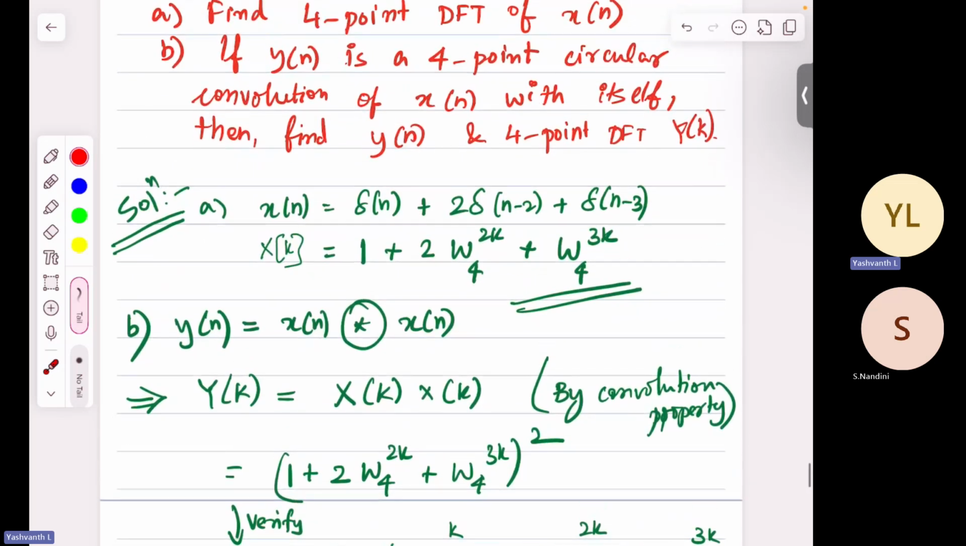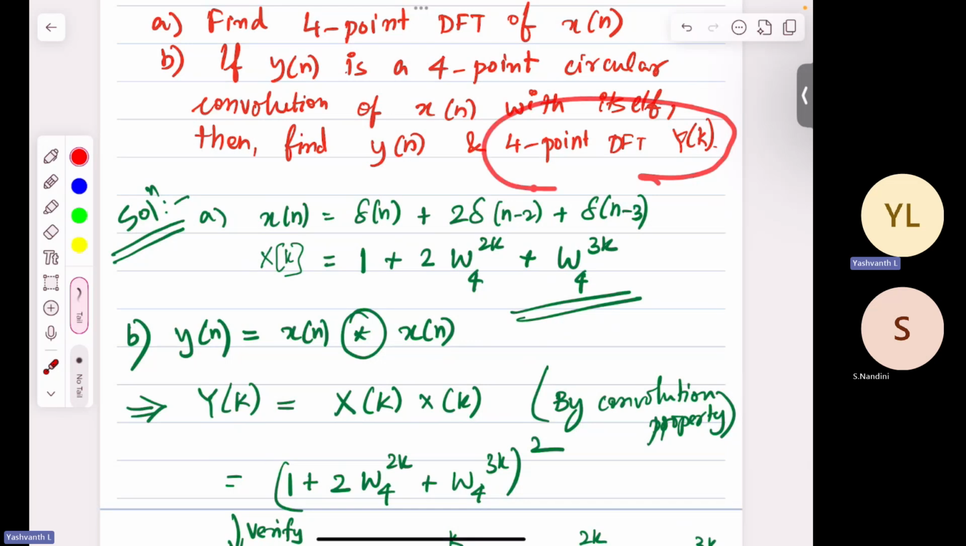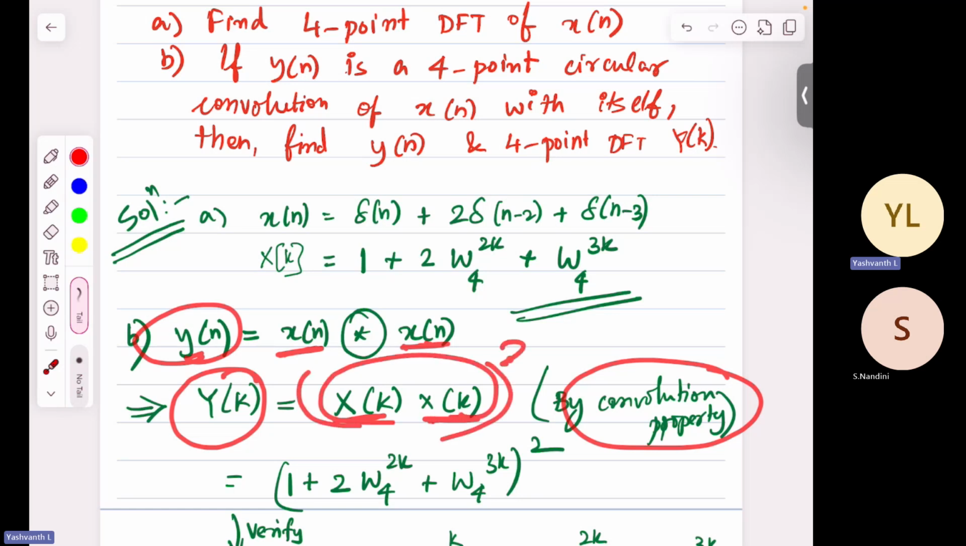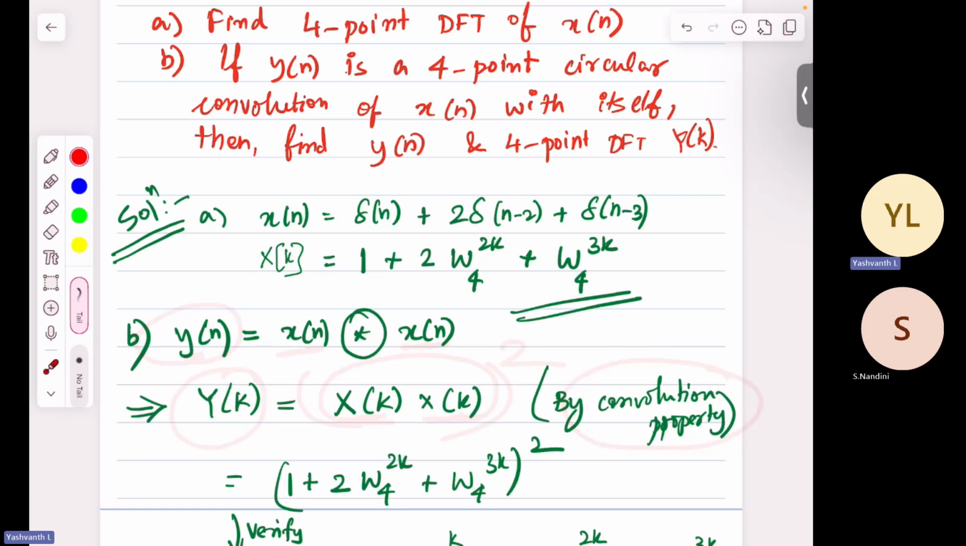Okay, that is, and find the 4-point DFT. We will first find the 4-point DFT of y of k, and then take the inverse DFT of y of k to find y of n. Apply the convolution property. If y of n is the circular convolution of x of n and x of n, then y of k must be the product of x of k with itself, that is x of k whole square. That's the circular convolution property of DFT.